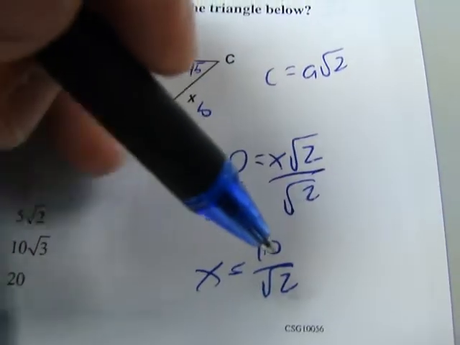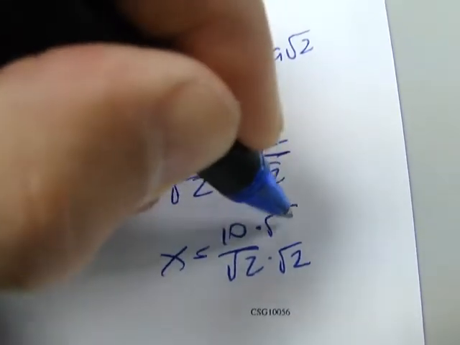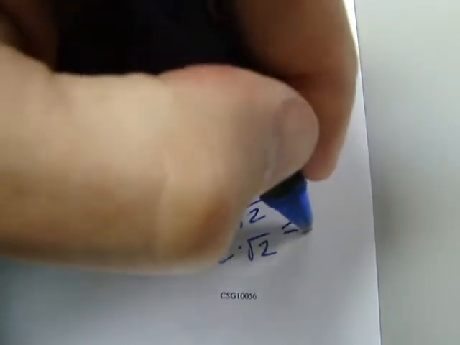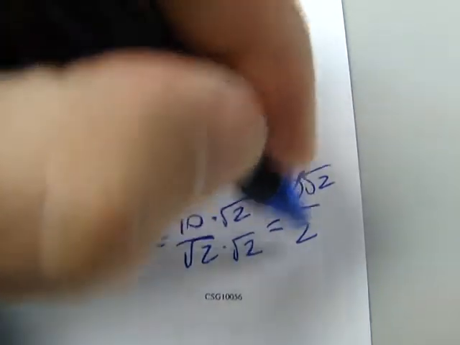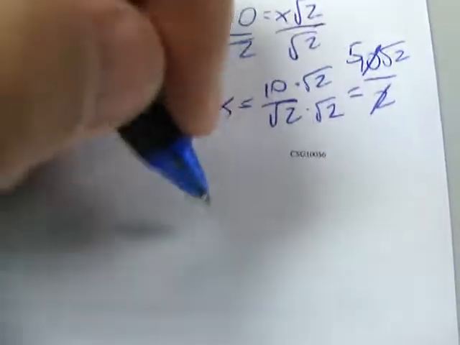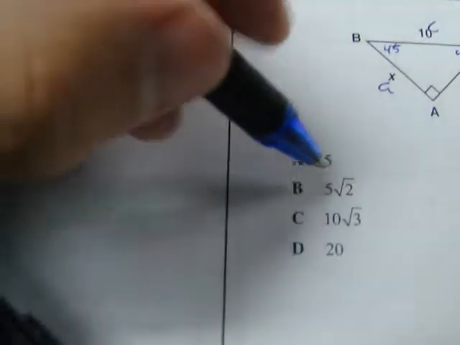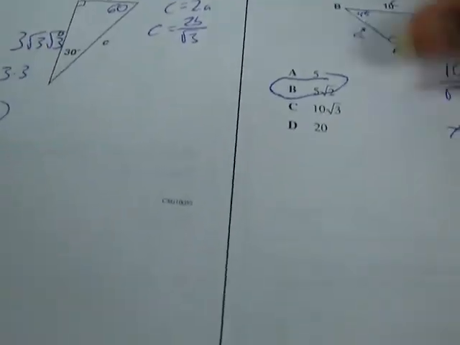But you can't ever leave an answer like that. You've got to do what's called rationalizing the denominator. So what we're going to do is multiply by the square root of 2 on top and on bottom. These multiply to make 2. So then we get 10 square root of 2 over 2. The 10 and the 2 cancel to become a 5. The final answer is 5 square root of 2. 5 square root of 2 is B. So that's your answer. That one was a little tricky. Rewind it if you need to.